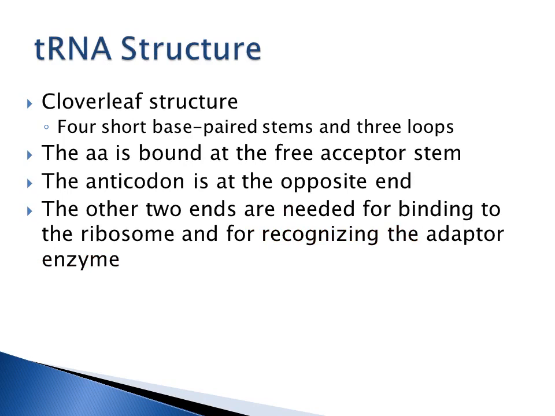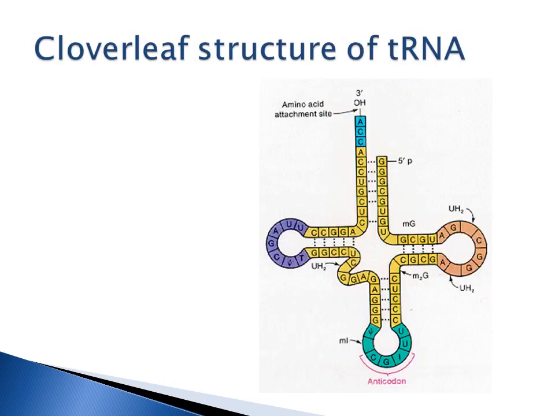The transfer RNA has a cloverleaf structure, which is 4 short base-paired stems and 3 loops. The amino acid is bound at the free acceptor stem. The anti-codon is at the opposite end, and the other two are needed for binding to the ribosome and recognizing the adapter enzyme. So here's a depiction of that cloverleaf structure of the transfer RNA.